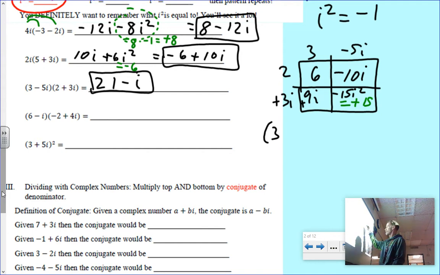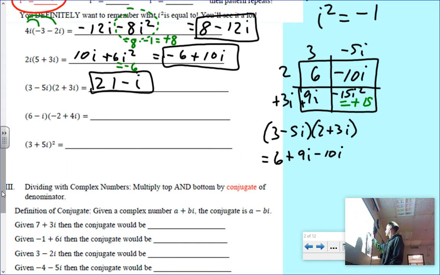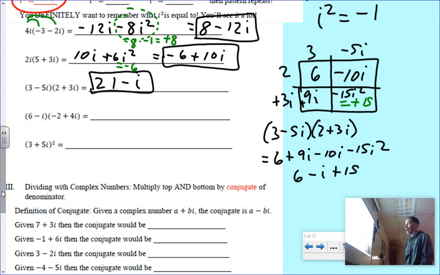You just do the first, outer, inner, last thing. So here's what that would look like. So again, we do first, 3 times 2, 6. Outer, 3 times 3i, 9i. Inner, negative 5i times 2. And then the last, negative 5i times 3i. But again, that all comes out to be the same thing. This is 6 minus i plus 15, and we combine the 6 and the 15 to get 21 minus i.